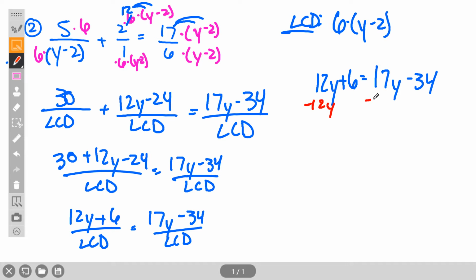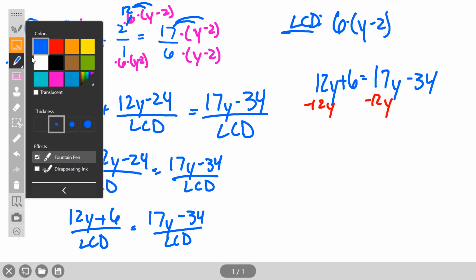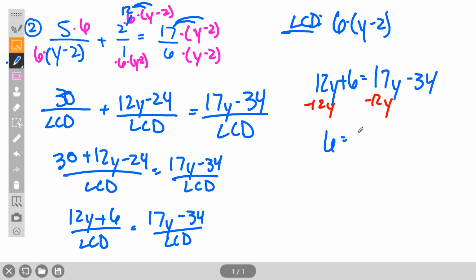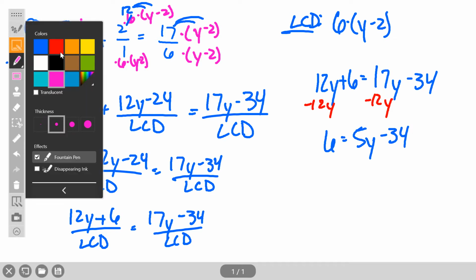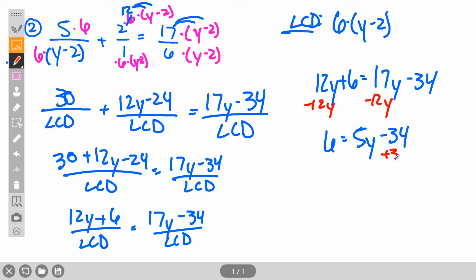So I'll subtract 12y. So I get 6 is equal to 5y minus 34. Add 34 to both sides. 40 is equal to 5y. Divide by 5. Y is equal to 8.